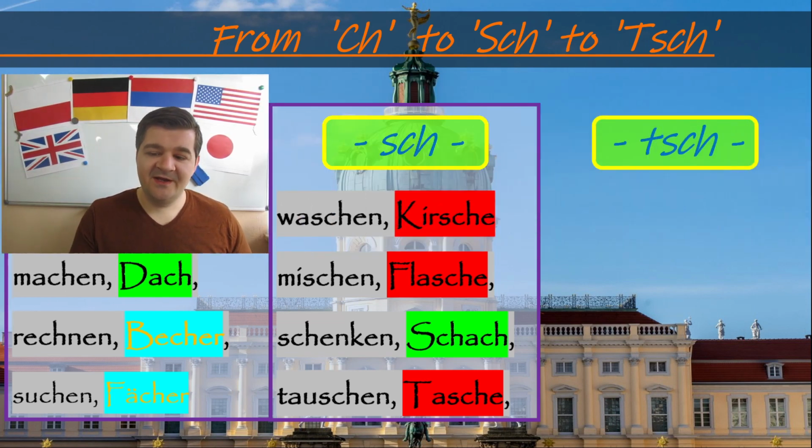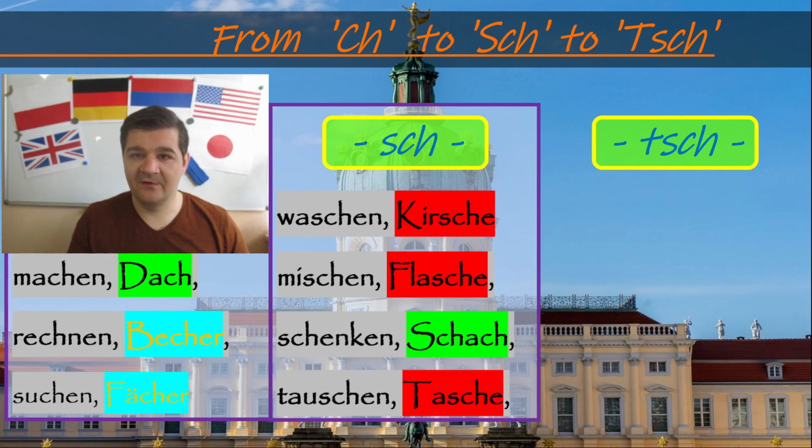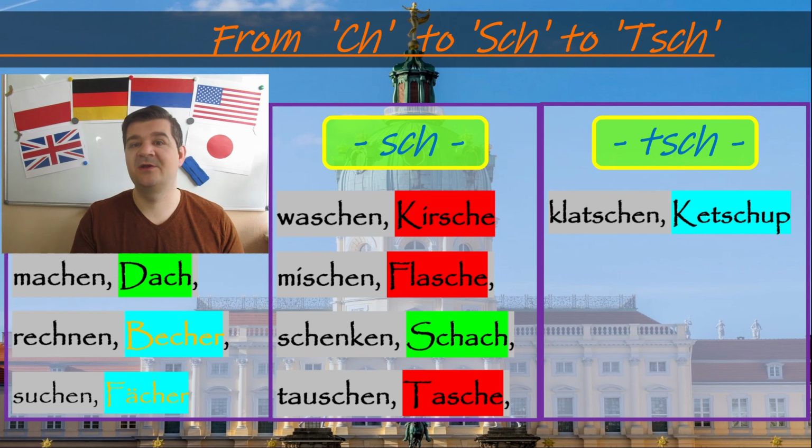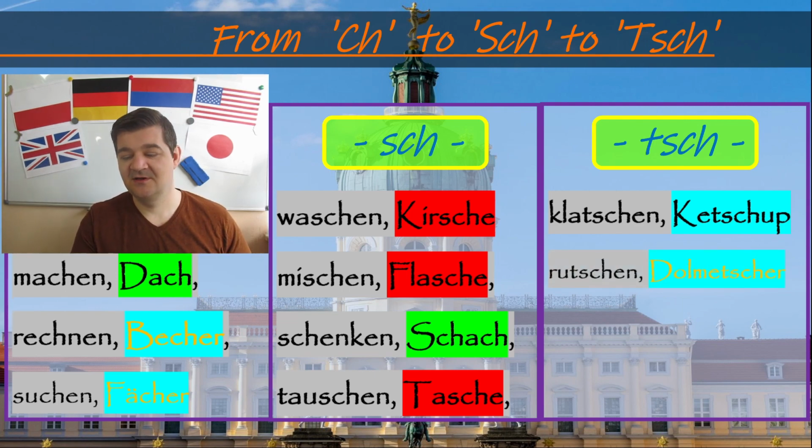Well, another thing here, if you put a T more in the front of all the stuff we had previously, you get a tsch. This one you can meet in words like klatschen, to clap, like in your hands. Ketchup, you know this one, der Ketchup. And rutschen, to slide. Der Dolmetscher is the translator. But if you say die Dolmetscher, you would mean translators.